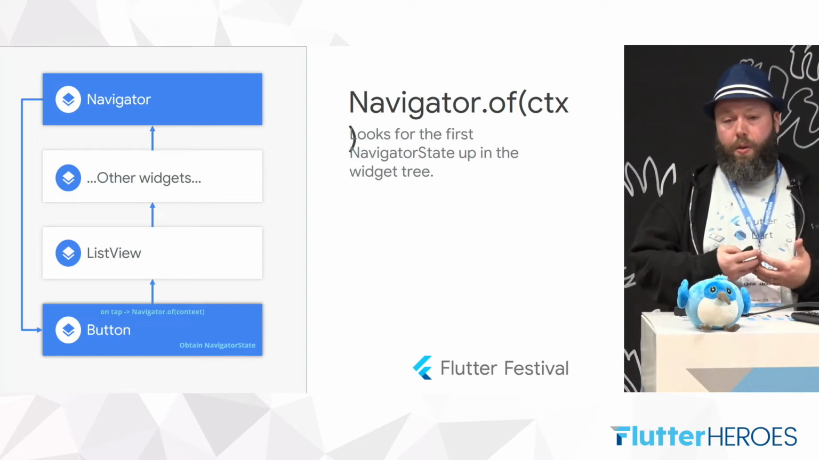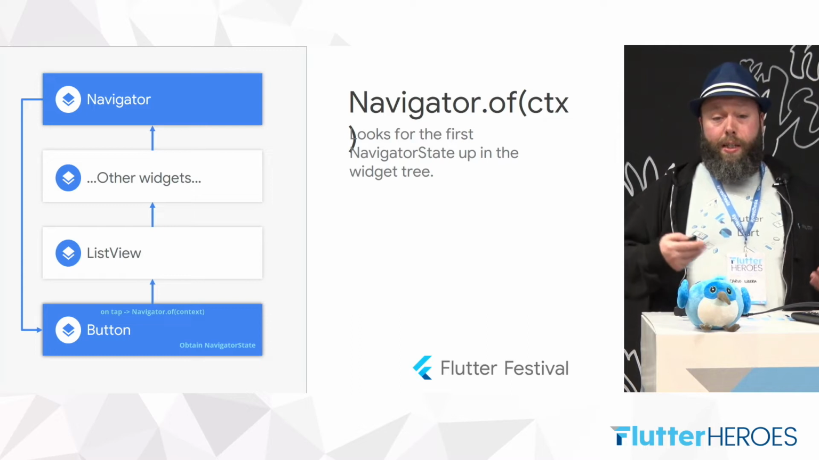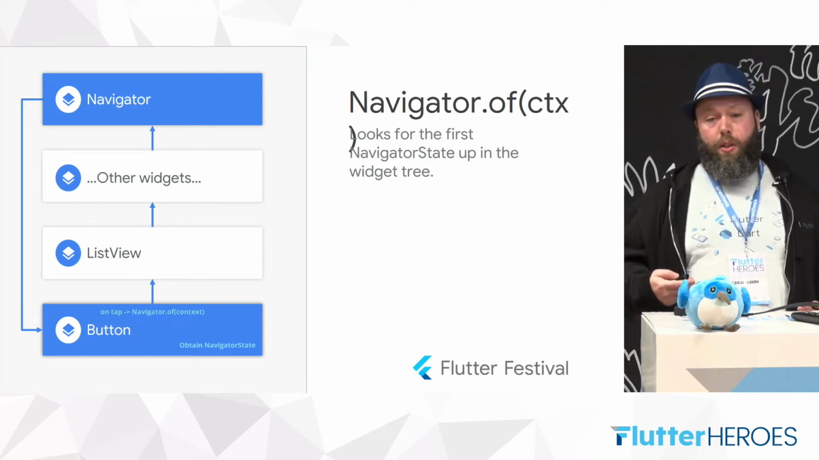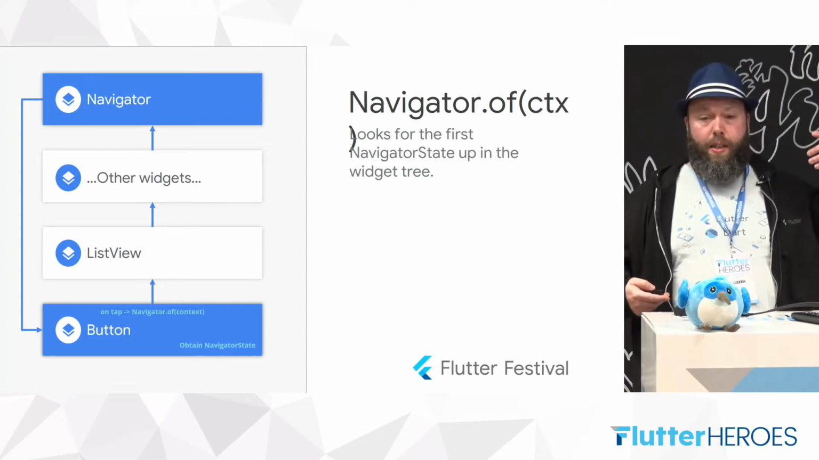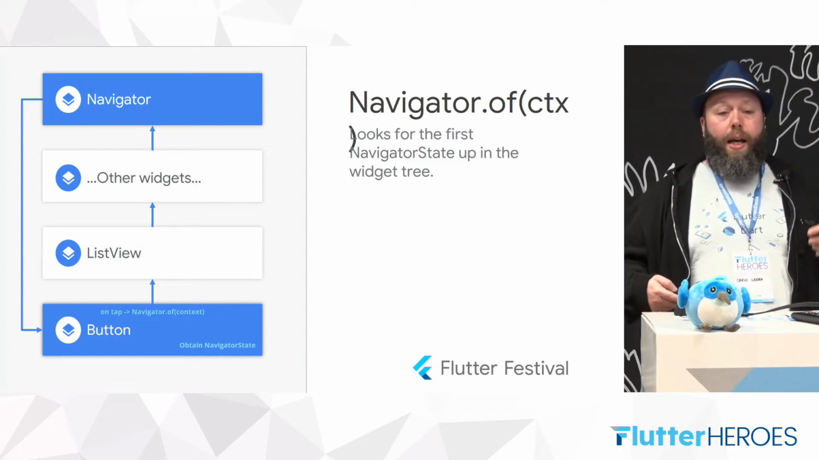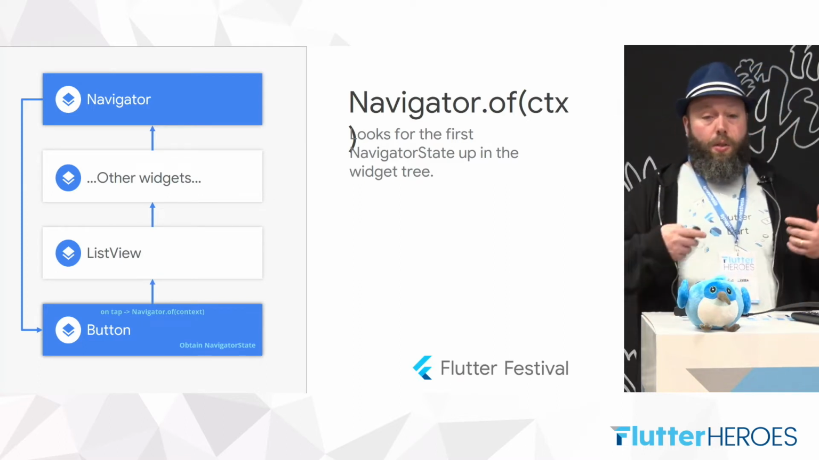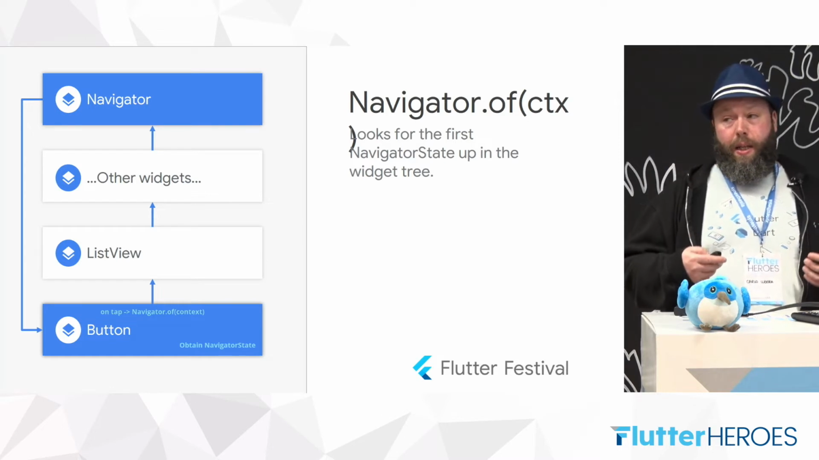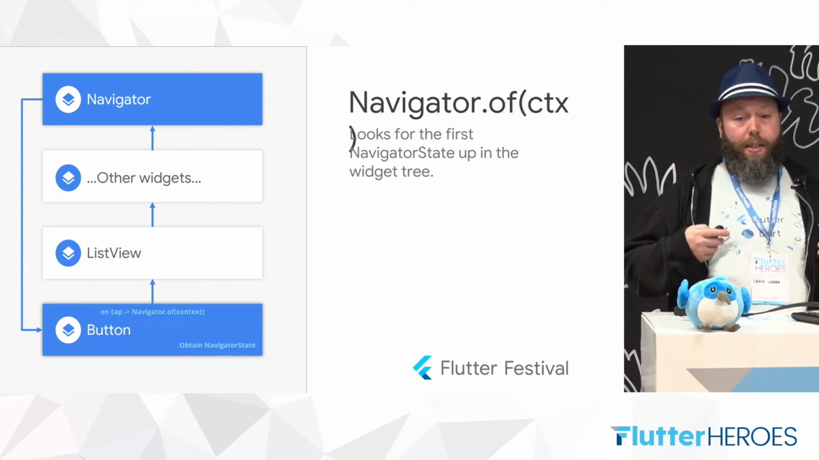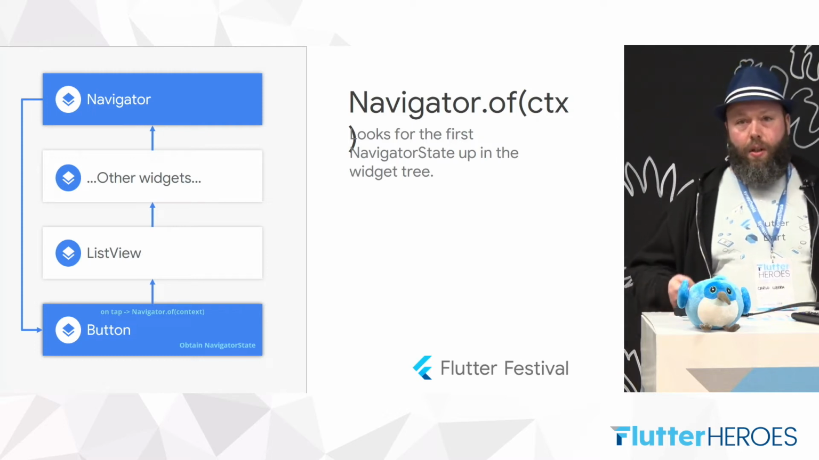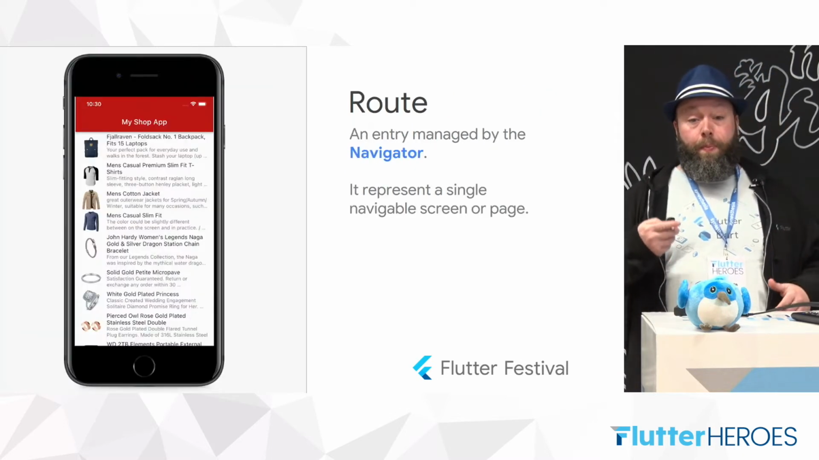In this case, for example, if we tap on a button, we go up our widget tree until the first instance of the navigator, and then we get the navigator from the button context. This can be used basically everywhere. The important part is that we should have a navigator somewhere on top of our tree.